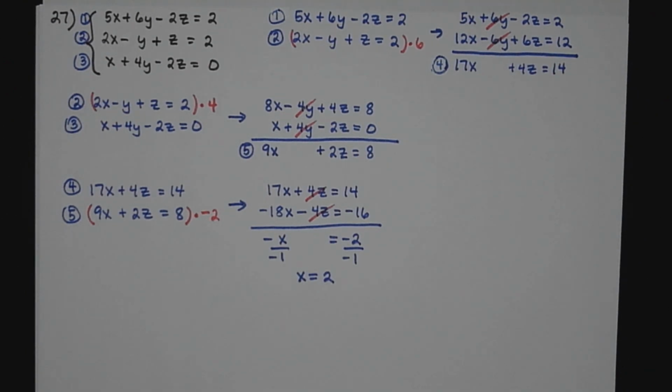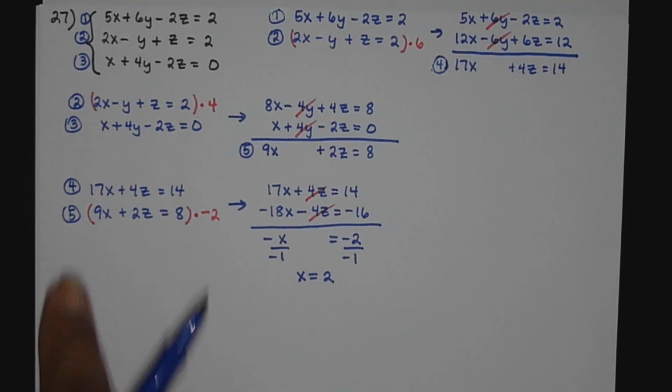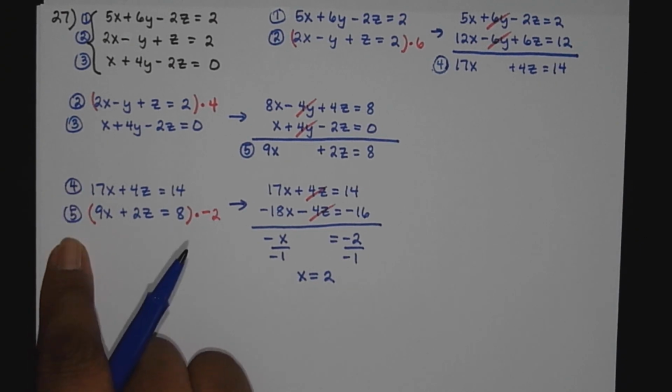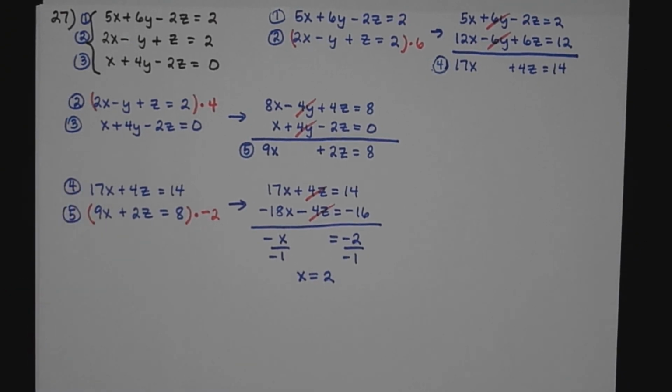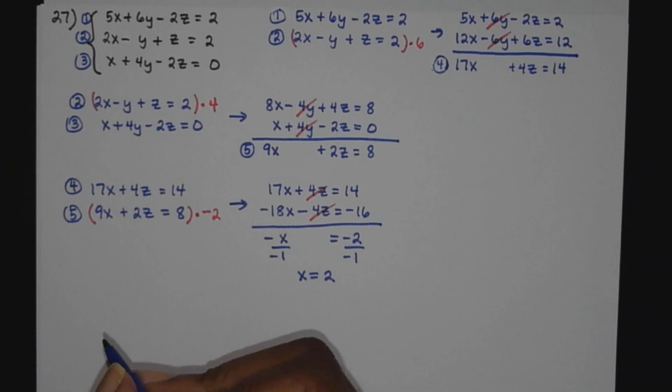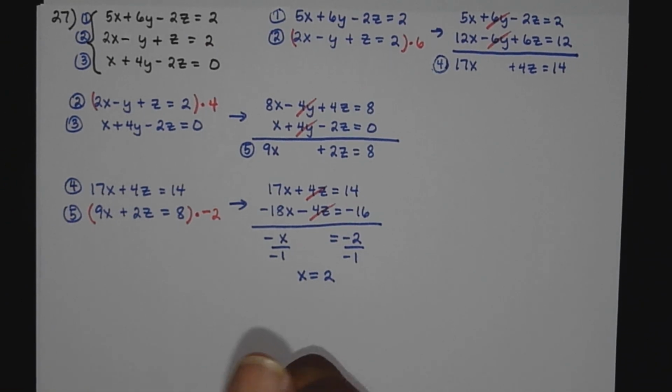Now we need to find out what y is and what z is going to be. Let's first find out what z is using either equation 4 or 5. So here's what I'm going to do here.